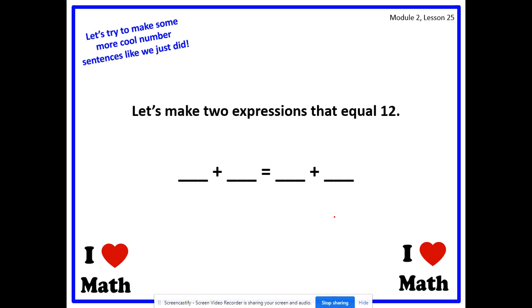Now, I am going to challenge you a bit to make 2 expressions, meaning fill the blank spaces, that equal 12 on both sides. So here's your equal sign. Both sides have to equal 12. Go ahead and press pause and press play to share your work. By now, everyone should have made a true number sentence that equals 12 on both sides. Go ahead and share your expressions with somebody, even if you're at home.